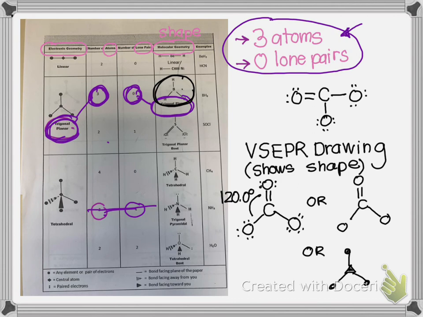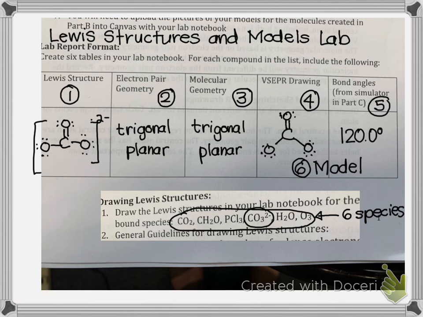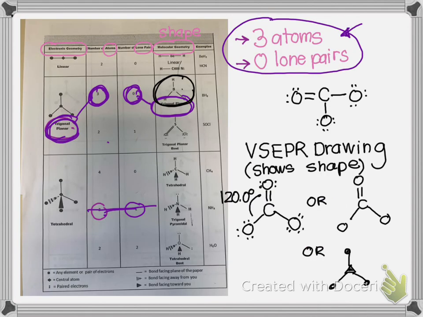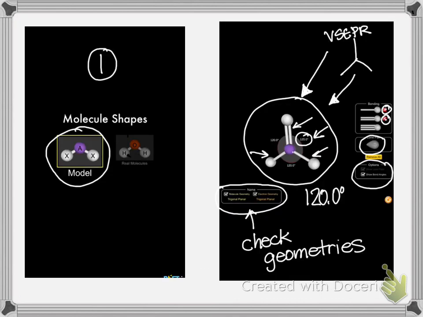All right, so then we have one last thing. Let's look back. We've done the Lewis structure. We used the shape sheet. That's what these two things use. Well, actually, all three of these can use the shape sheet. And then we use the simulator for this. So now all we have is number 6, the model. This is number 1, 2, and 3. Number 4 is the VSEPR. 5 is the bond angle. And then finally, that's the simulator we looked at.